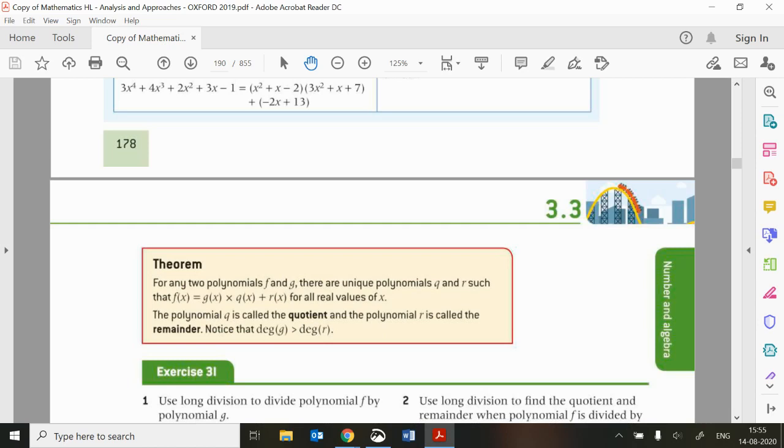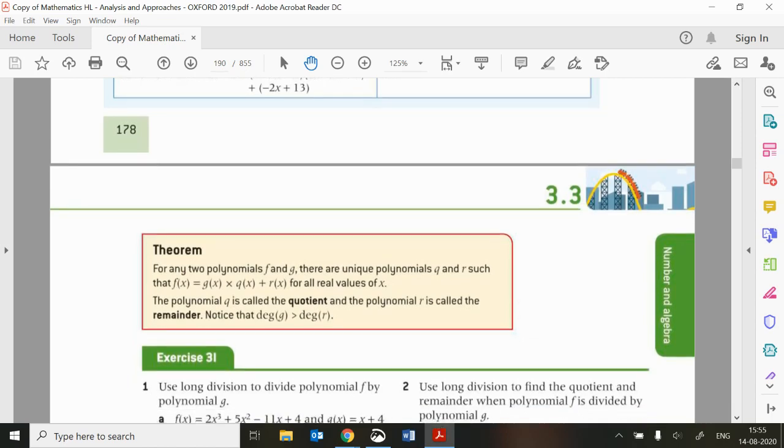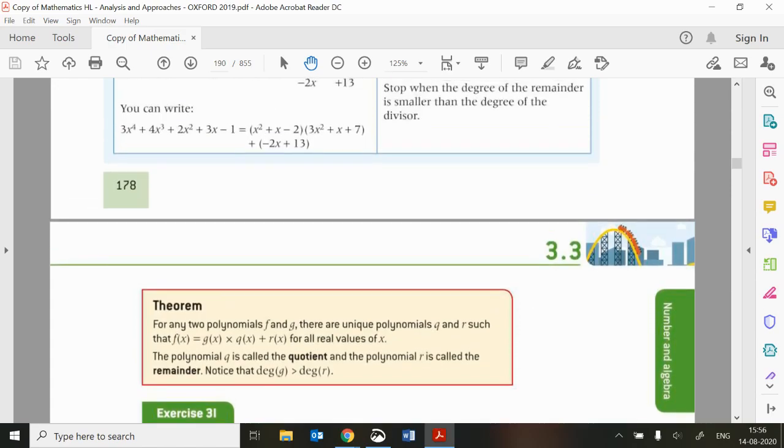but it also says underneath, the polynomial q is the quotient and the polynomial r is called the remainder. And it says, notice that the degree of g is greater than the degree of r. I think they mean the degree of q is greater than the degree of r there. No, they don't. g is the thing that we're dividing by. No, that's fine. Sorry, ignore me.